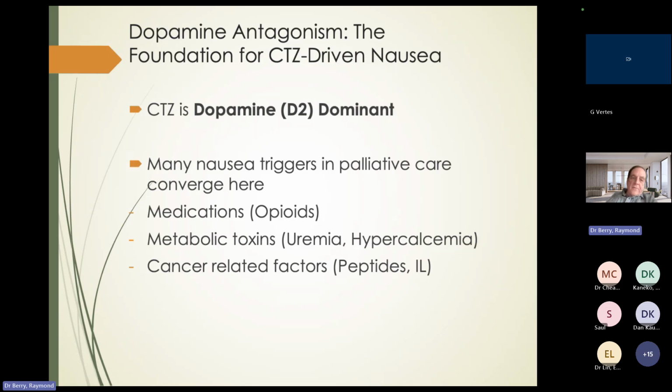So the foundation for all chemoreceptor trigger zone driven nausea is dopamine blocking. As I mentioned, just to review, many nausea triggers in palliative care converge here. Medications, the biggest one for us is opioids. Opioids cause nausea. Often people don't even want to take their opioids unless you treat the nausea that goes along with it. Metabolic abnormalities such as uremia from renal failure are very common, as many of our patients in end-stage illnesses have renal failure. Increased calcium and the cancer-related factors I mentioned all bind here. So this is where dopamine blockage is key.